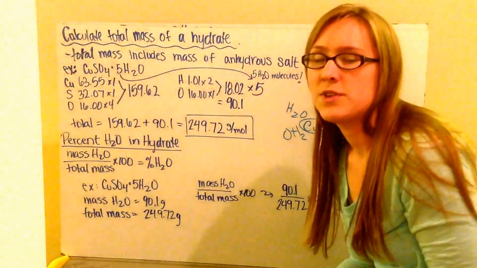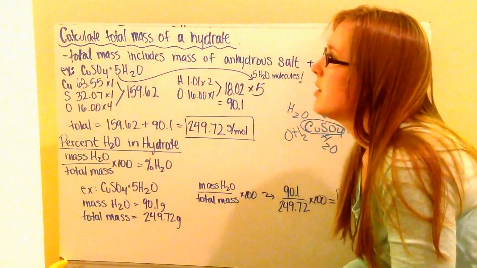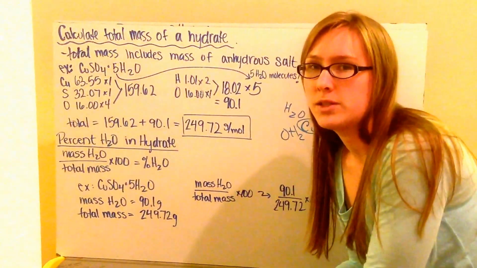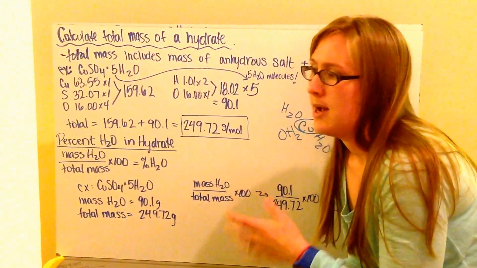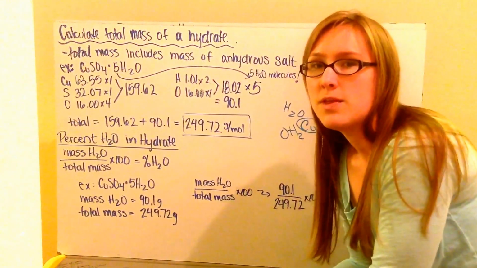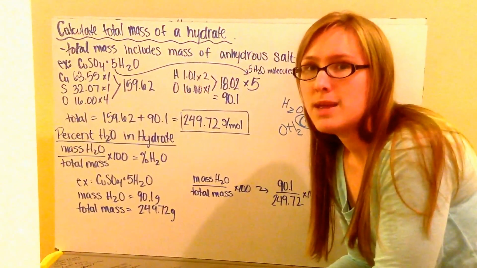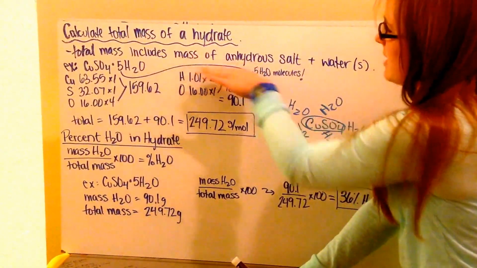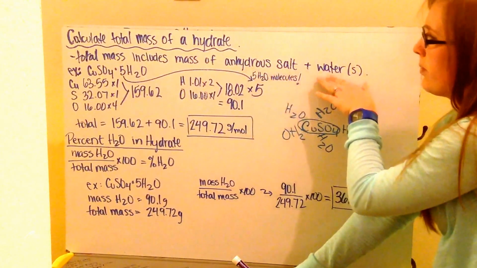There are a couple of different things we can do with hydrates. First, we can calculate the total mass of our hydrate. This is just like how we calculated the total mass of any one of our salts, like my molar mass, but this time I need to incorporate the waters that are attached, however many waters are attached. So my total mass includes the mass of my anhydrous salt plus my waters.